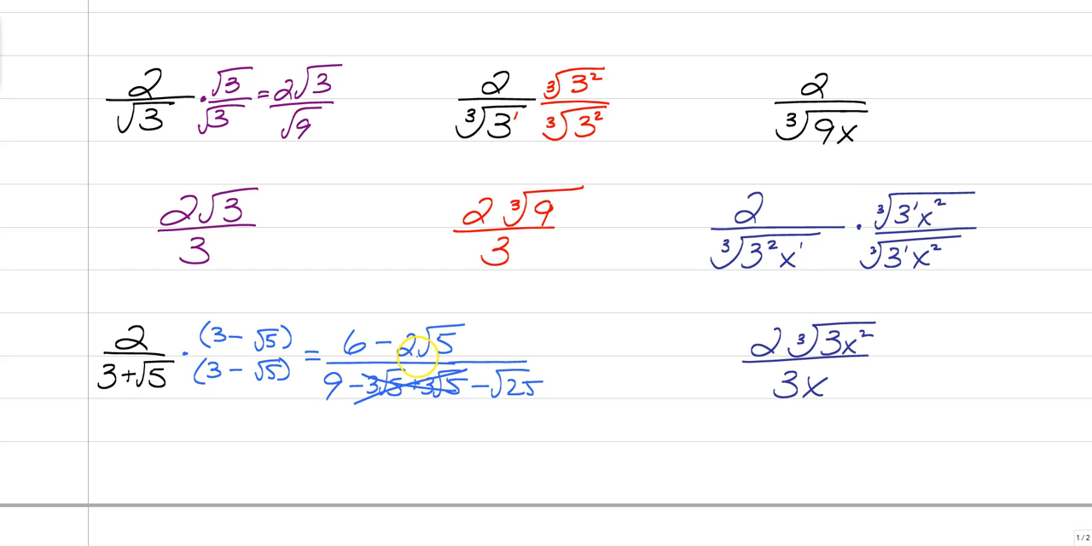So we have 6 minus 2 root 5 over 9 minus the square root of 25. Well, the last time I checked, square root of 25 is 5. So 9 minus 5 is 4. So we have 6 minus 2 root 5 all over 4. Split. 6 over 4 minus 2 over 4 is going to give you 3 over 2 minus 1 square root of 5 over 2. Okay?